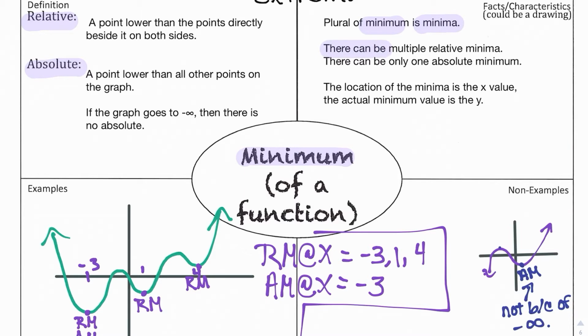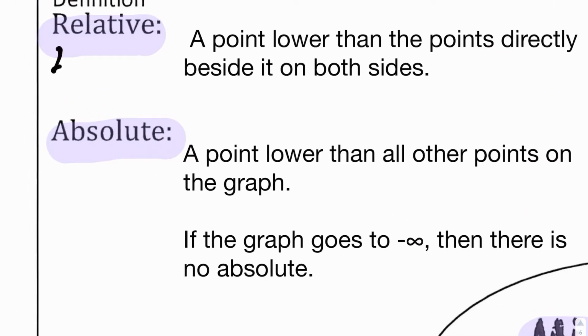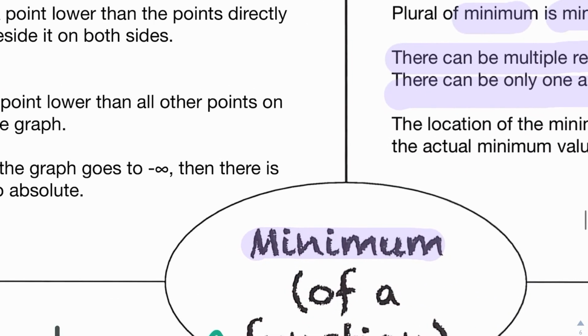A couple key pieces of information. There can be multiple relative minimums because there can be multiple places where your graph is lower than points on either side of it, but there can only be one absolute minimum. And an absolute minimum could also be considered a relative minimum. There can only be one because it has to be absolutely the lowest. There are two other words that sometimes people use to describe this, and that will be local and global. And those words mean the same thing. So if I say local or relative, those are interchangeable. Absolute or global, those are interchangeable.